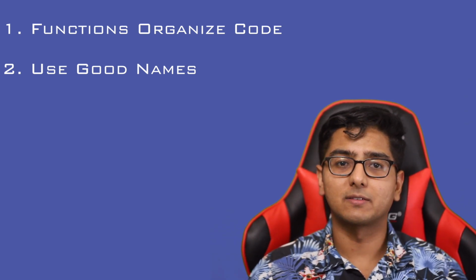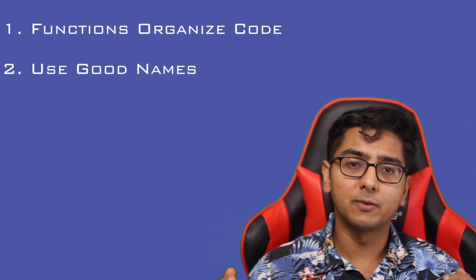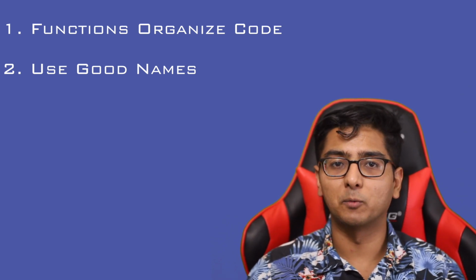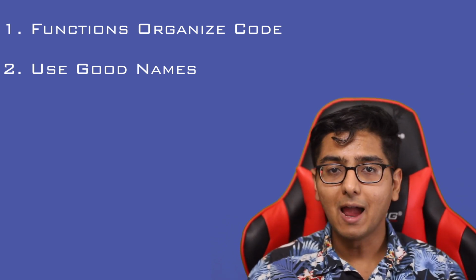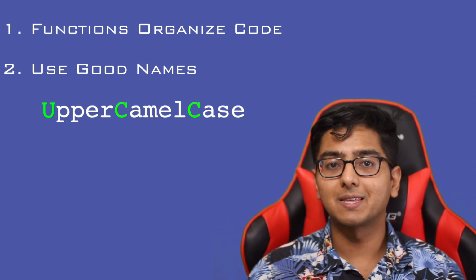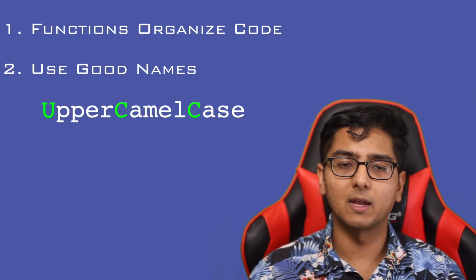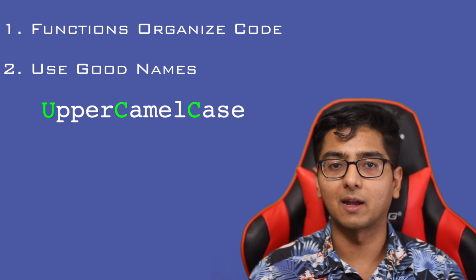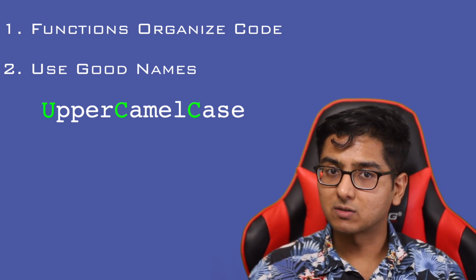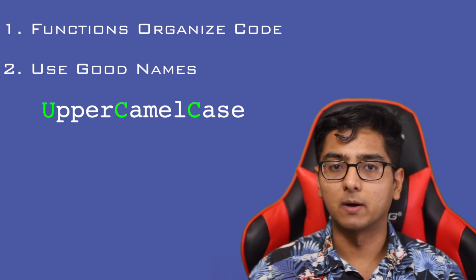Number 2, naming, naming, naming. Just like I emphasized when we were doing variables, naming your variables consistently is super important. It's just as important when naming your functions. I personally like to name my functions with upper camel case. What that means is every function is going to have every single word with an uppercase letter. No underscores, no spaces, just an uppercase letter for every single word.